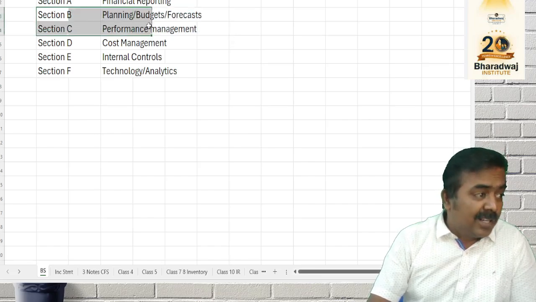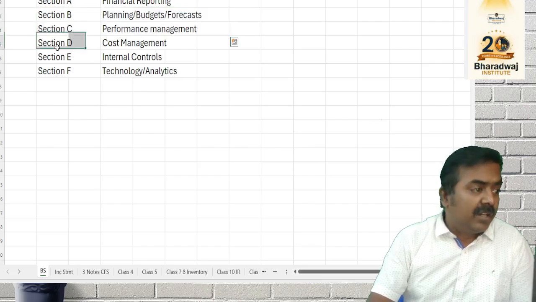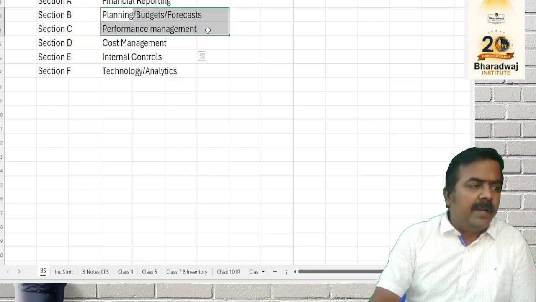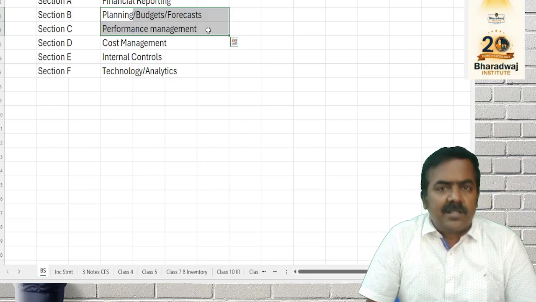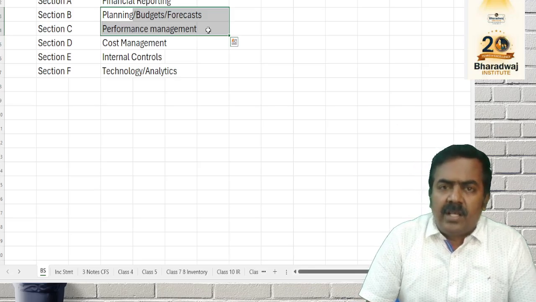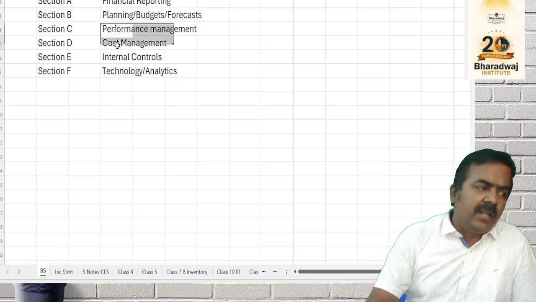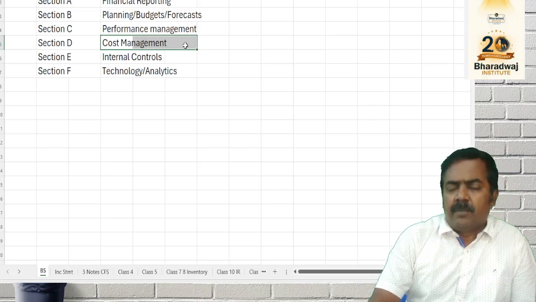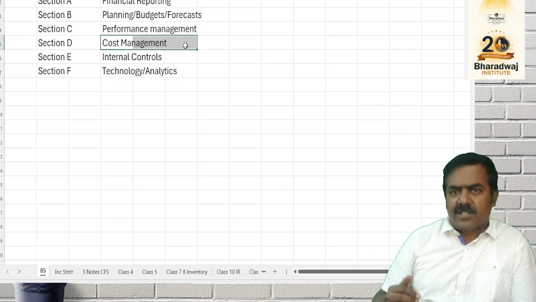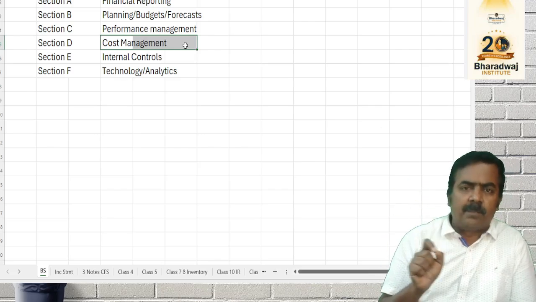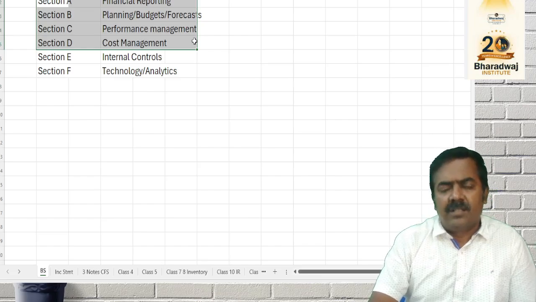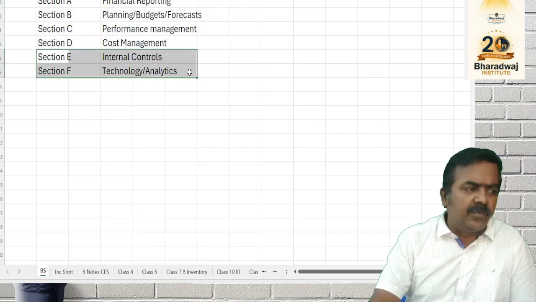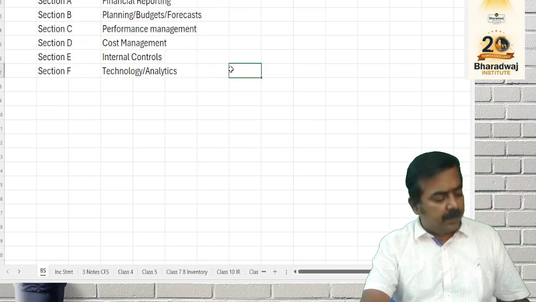Then without understanding section B and C, we cannot go to cost management, because we will be dealing with fixed cost, variable cost, mixed cost, budgeting, variances, so many things. Only based on that can the cost management be done. So IMA also arranges the syllabus in such a way that a student learns in a particular, logical order. So this is about the major 4 sections. Section E and F are 100% theory.